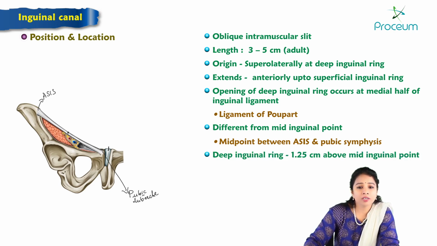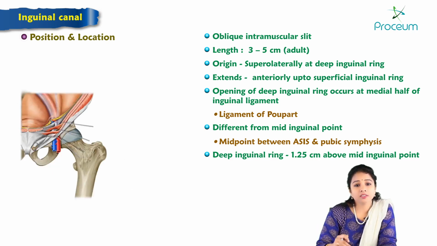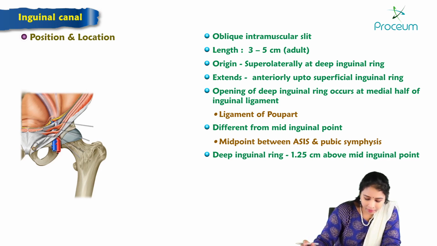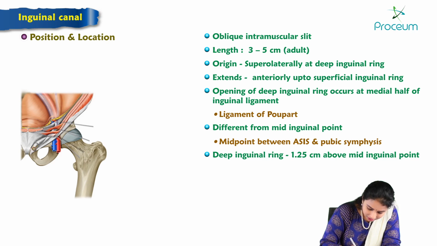The deep inguinal ring is also found around 1.25 centimeters above the mid-inguinal point. In this image we can see the location of the deep inguinal ring. The deep inguinal ring is an aperture where we can see the contents. The spermatic cord comes out from the superficial inguinal ring. So this opening is the superficial inguinal ring.